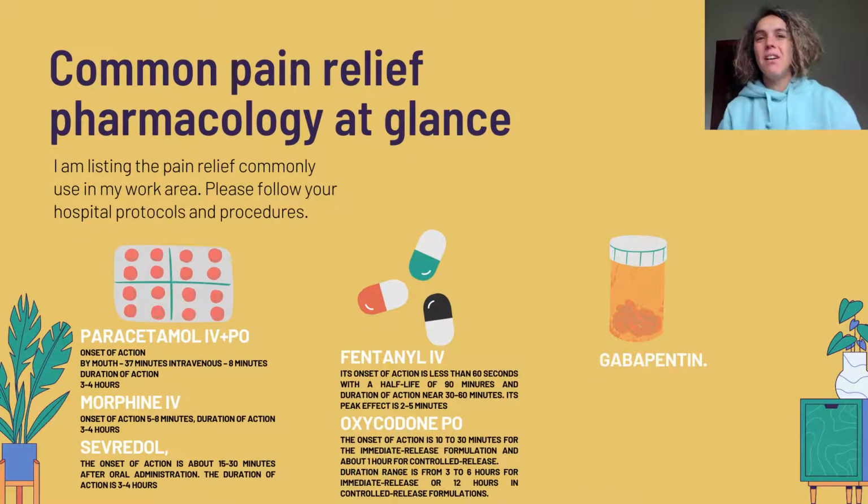So pain relief, I just want to mention a few we're using in my work area. Check your protocols and procedures in your hospital. We use opioids as our first line of treatment for pain. And also, as soon as the patient can swallow, we administer orally because it's much better: we give higher doses and it stays in the body longer. So those are just to have a glance, those pain relief for you to know.